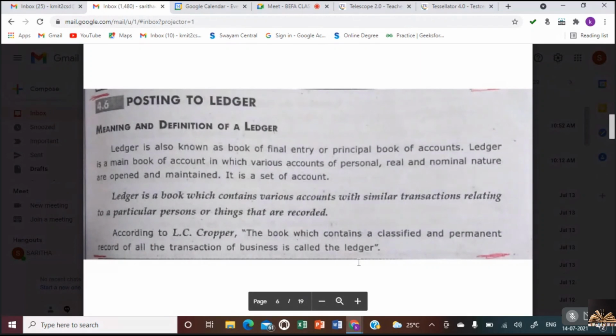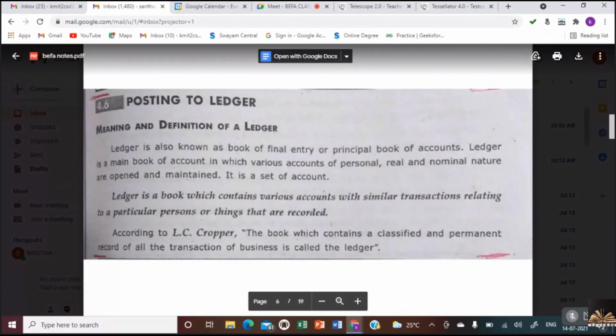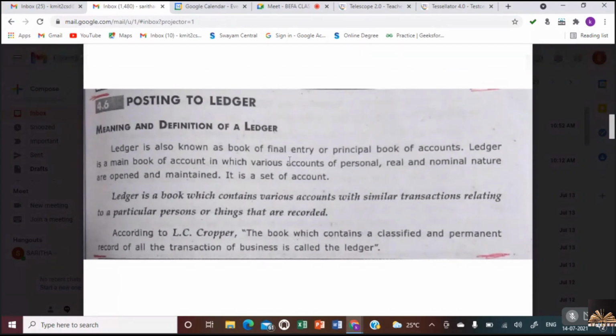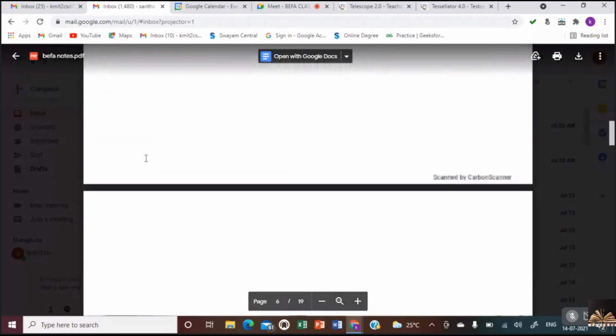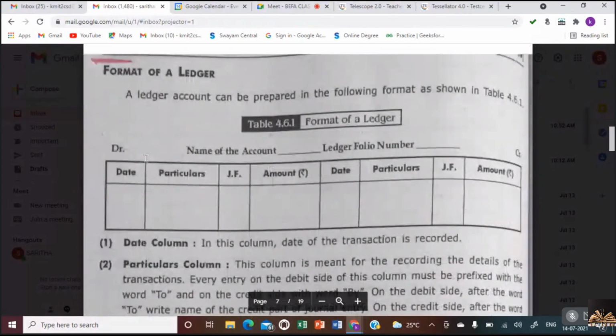After closing the books of accounts, we have to post in the ledger. Posting to the ledger is nothing but, once you close the books of accounts, we post all the items into the ledger. And what do we mean by ledger? This is how we maintain the ledger. Here we have these many columns.